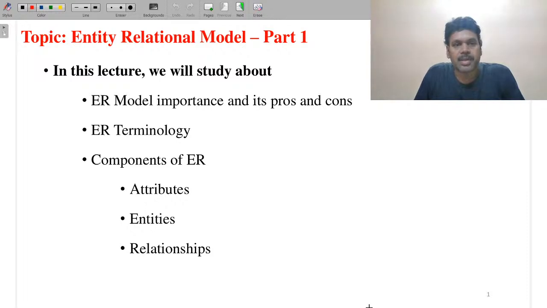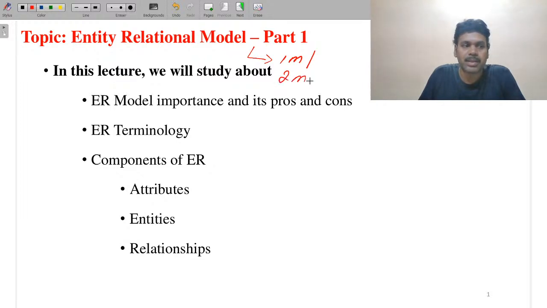We are going to discuss the entity relational model, very important especially in public sector undertakings. It's a 1 mark damn sure question. Minimum is 1 mark and the maximum is 2 marks.